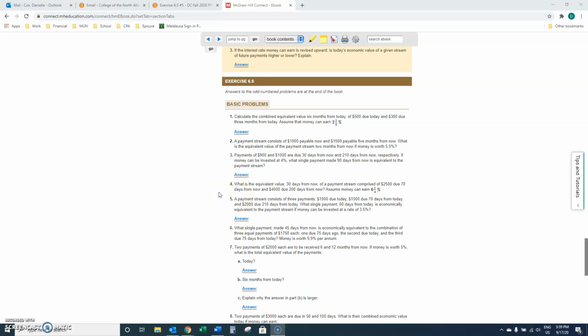Here, a payment stream consists of 3 payments: $1,000 due today, $1,500 due 70 days from today, and $2,000 due 210 days from today. What single payment 60 days from today is economically equivalent to the payment stream if money can be invested at a rate of 3.5%?